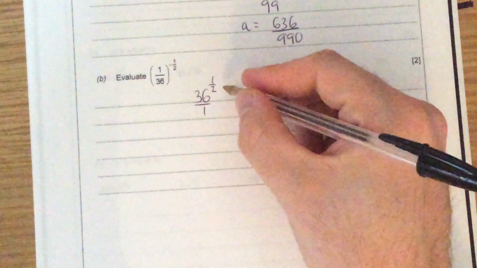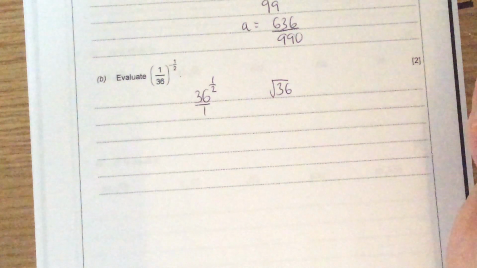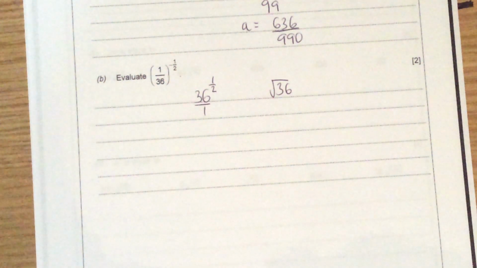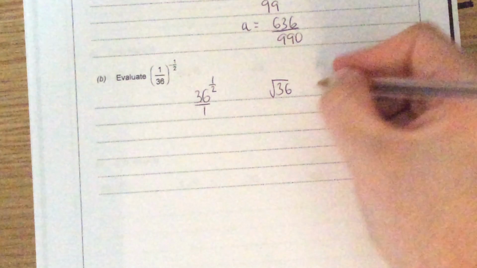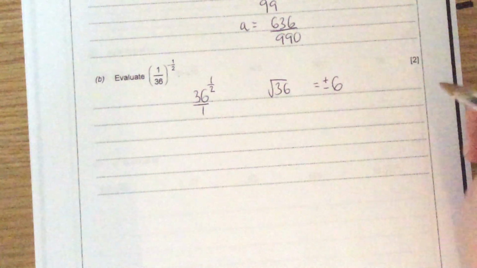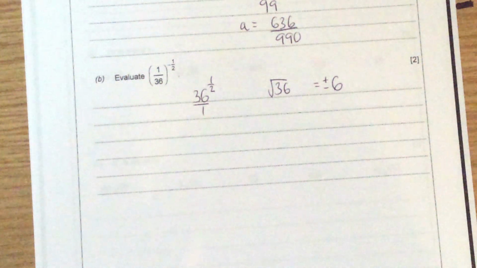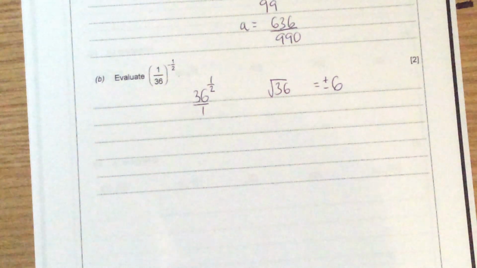Second rule at play here is that you need to know that power of a half is the same as doing the square root of the number. So I get the square root of 36, and the answer to that is 6. Technically it's plus or minus 6, because the square root of 36 could be positive or negative 6, but they will accept just the positive 6.